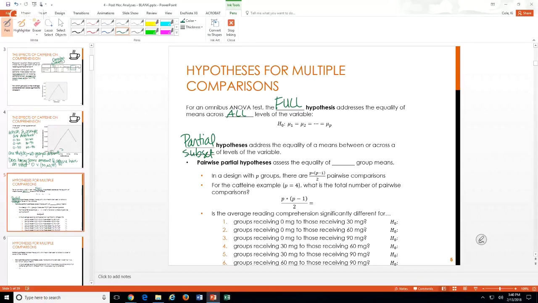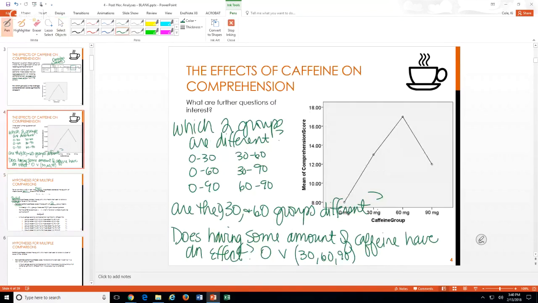So the first kind of partial hypotheses that we'll talk about are pairwise hypotheses. And these assess the equality of 2 group means. So look back at our questions. Are any of our questions pairwise? Do they involve only 2 groups? Which ones? The ones on the top, yes. So we would say that this set is pairwise because they only involve 2 groups.